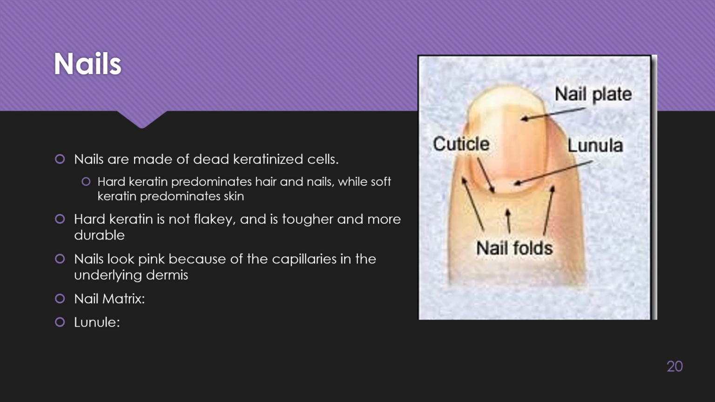And two components of the nails that we want to point out: the nail matrix, which is the active growing part of the nail, and then we have the lunula, which is the moon-shaped portion. It's the white portion that's thick, and we cannot see the dermis underneath here. Okay.